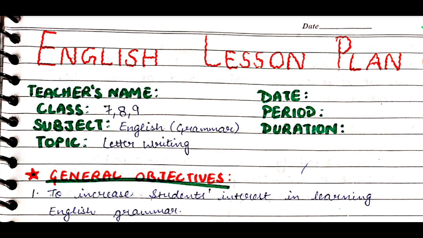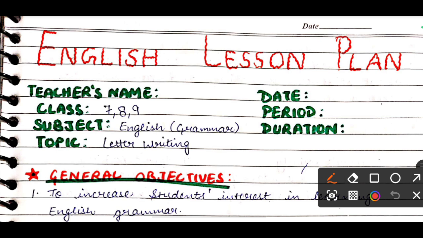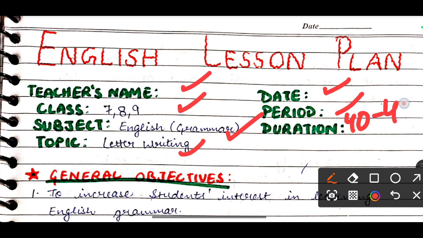Now let us get started and I'll tell you how you can make this lesson plan. In the starting, we will write the details like teacher's name, the class that you will be teaching, the subject that is English grammar, and the topic for today, which is letter writing. Then the date on which you will be taking this class, the period, and the duration. Here you can write 40 to 45 minutes, the assumed time that you will need to complete this chapter.